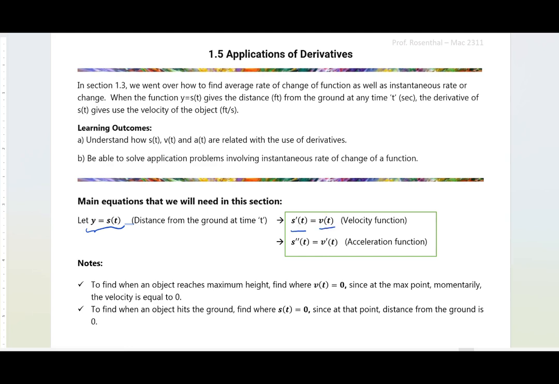Something we haven't discussed previously, but we're going to take a look at in this section, is the second derivative of the distance function, s double prime. That is also the same as the first derivative of velocity, and that represents the acceleration. In other words, acceleration is the rate of change of velocity, how velocity changes over time. We're going to use both of these equations in the examples that follow.